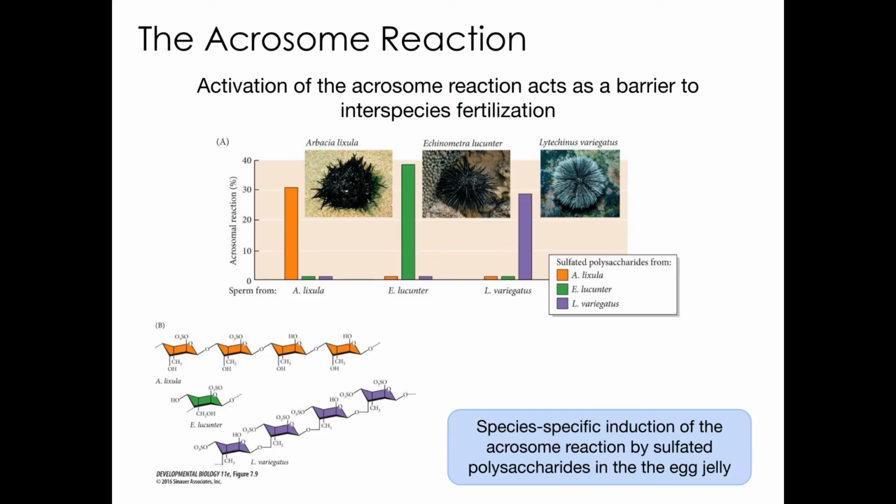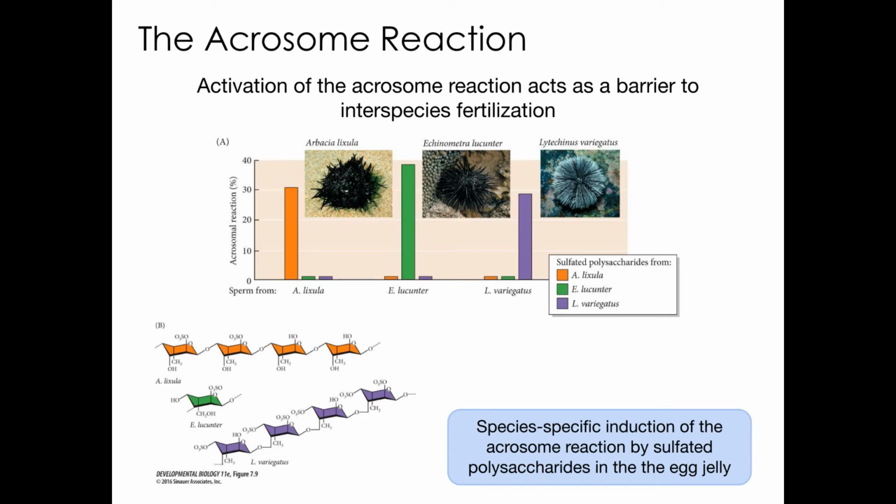But what is it about the egg jelly that triggers that acrosomal reaction? Well, within the egg jelly, there are sulfate-containing polysaccharides. And these are actually species specific. So different species secrete different sulfated polysaccharides, which bind to their corresponding receptors on the sperm of the same species of sea urchin. When these sulfated polysaccharides bind to the receptors on the sperm cell membrane, they trigger the exocytosis of the acrosomal vesicle and the formation of the acrosomal process.